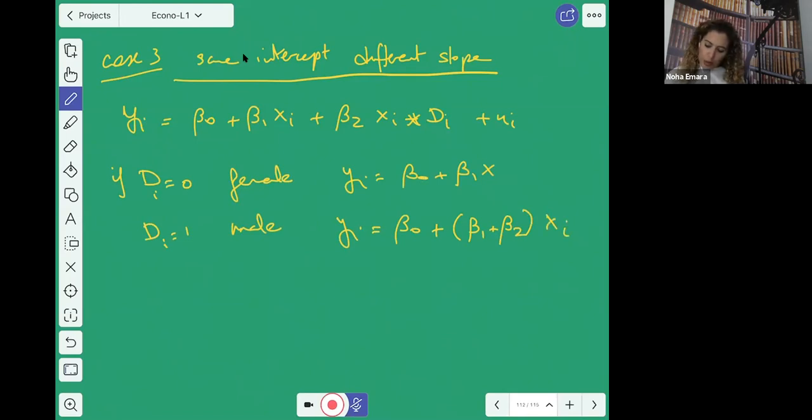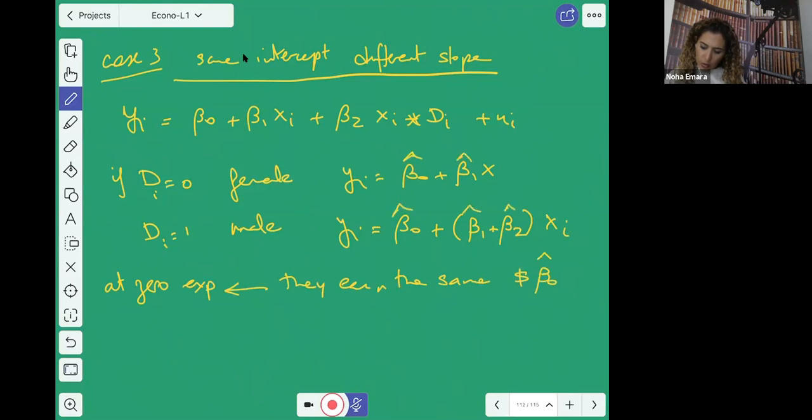Now, again, at 0 experience, they earn the same, okay, which is beta naught dollars. So they earn the same at 0 experience, which is not realistic because we know, like in the job market, we know there is a discrimination. So even 0 experience does not imply that they earn the same amount of dollars.